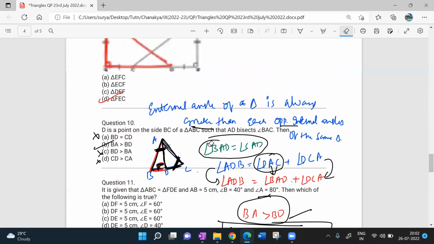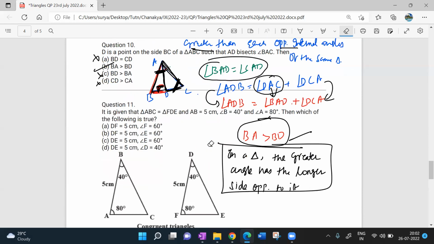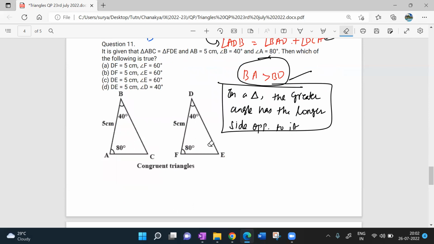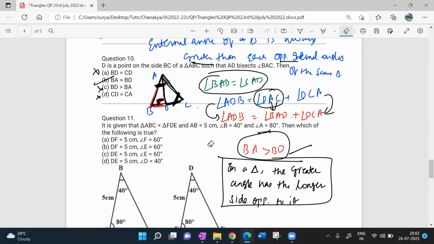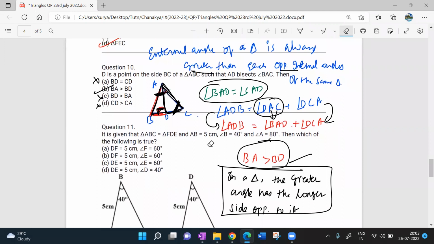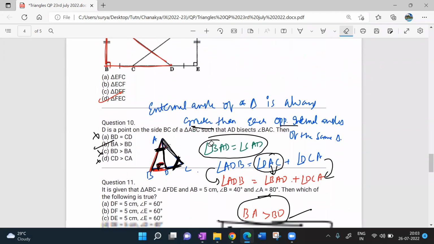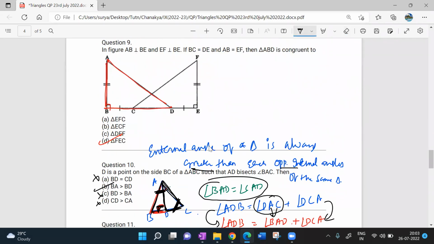It is a very interesting question. Sir, I still didn't understand why BA is greater than BD. Can you show what the interior angles are? I didn't understand how BA is greater than BD. One second. If you don't understand like this, I'll tell you. I think I have to write here. Let me write here.